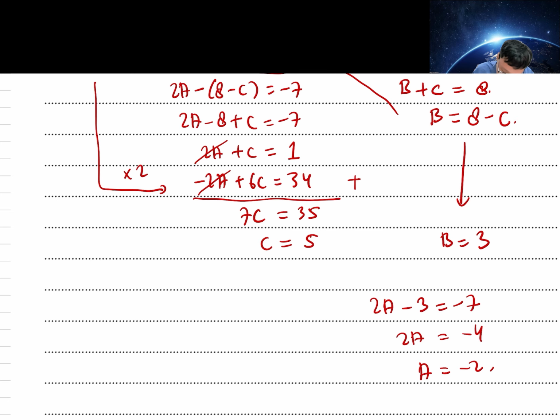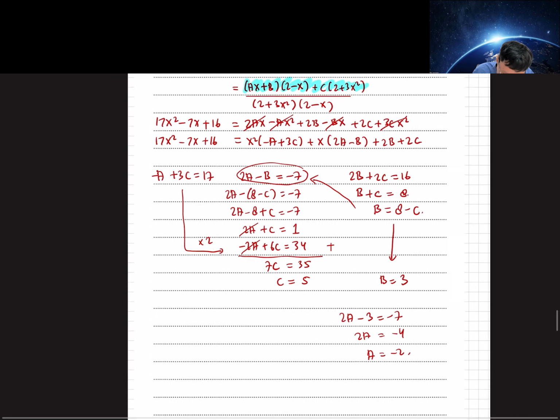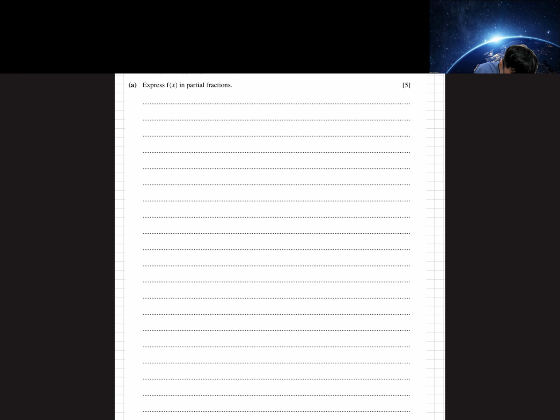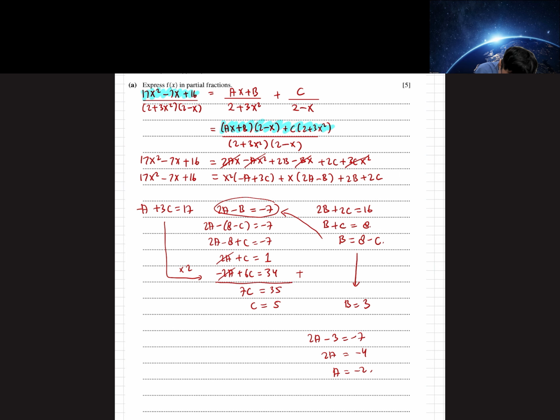So now we have a, b, and c. So just plug into our partial fraction. So the final answer will be ax plus b, so minus 2x plus 3 divided by 2 plus 3x squared, plus c is 5 over 2 minus x. So this is our final answer.